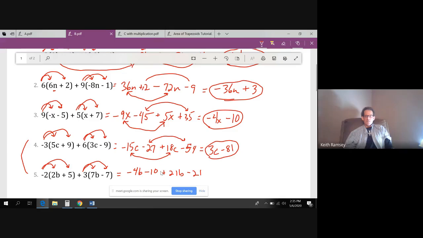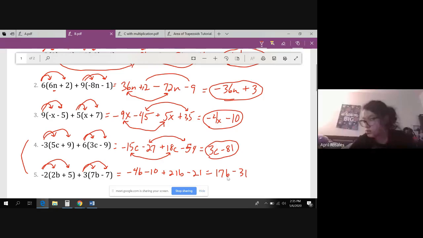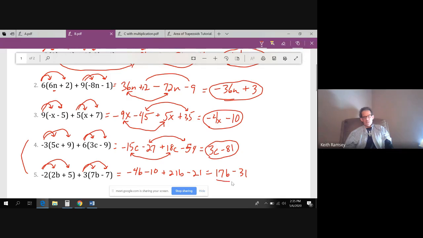Then I look for like terms. This has a b and this has a b. So negative 4b plus 21b is going to be 17b. Positive 17b. Then negative 10 minus 21, they're both negative, so this is going to be minus 31. This has a b, this doesn't, so I can't simplify it any further than that. And that's your answer for number 5. Let's look at a few more together.